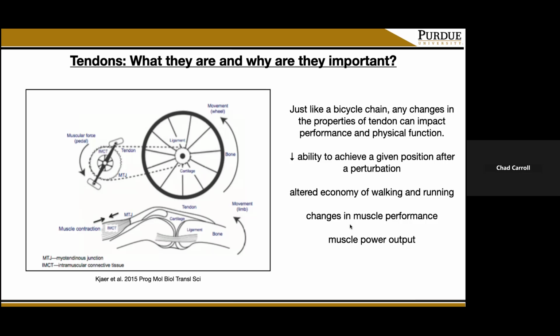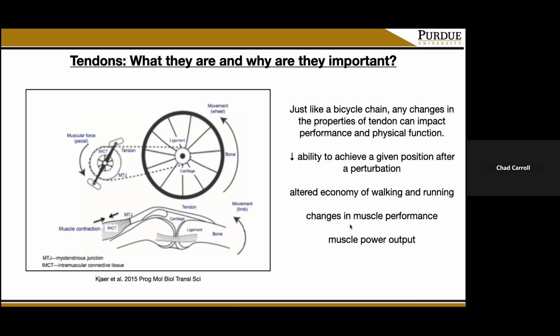Now, just like a bicycle chain, if you have a rusty or loose bike chain, you're not going to be as effective at moving that muscular force into movement. So just simple changes in the structure of that chain, or in this case the tendon, can have consequences for the function of the muscle.